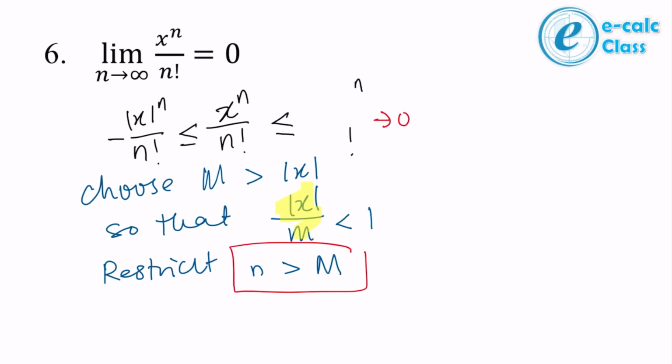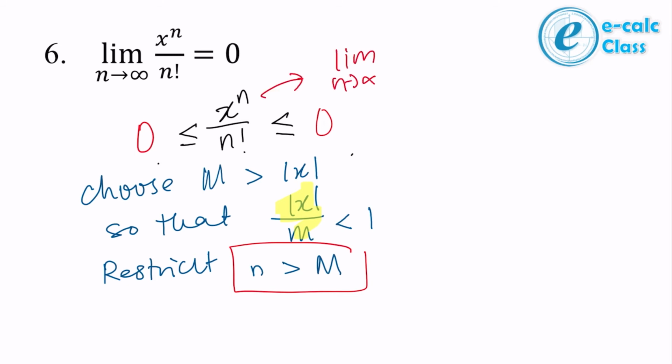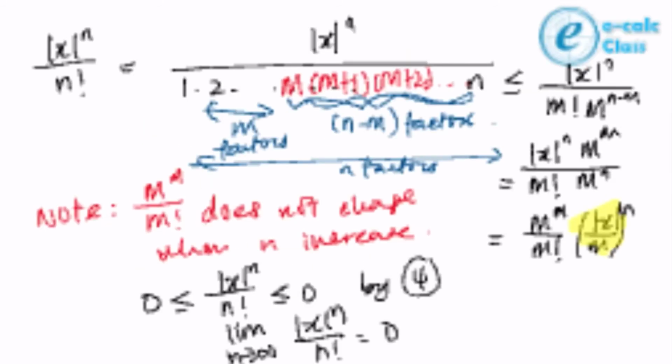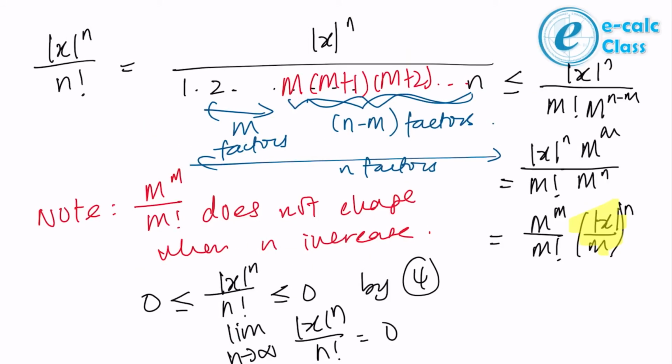Let me just erase the whole thing. 0. Then what is the negative version of 0? Is also 0. Sandwich theorem, you stuck your x to the n over n factorial in between 2 zeros, means this is also 0. So end of proof. But this is not a legit proof. I'm just going to show you the idea of proving this.